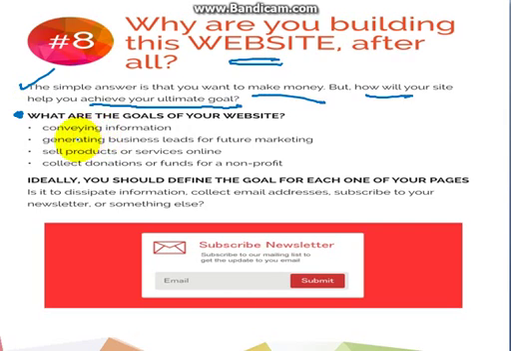You know, what are the goals of your website? That is very important. You should have good conveying information, then generating a great business lead for future marketing purposes, and sell products or services online, or collect donations for a non-profit purpose. So what is your goal? You have to decide. Basically these are 3-4 categories.